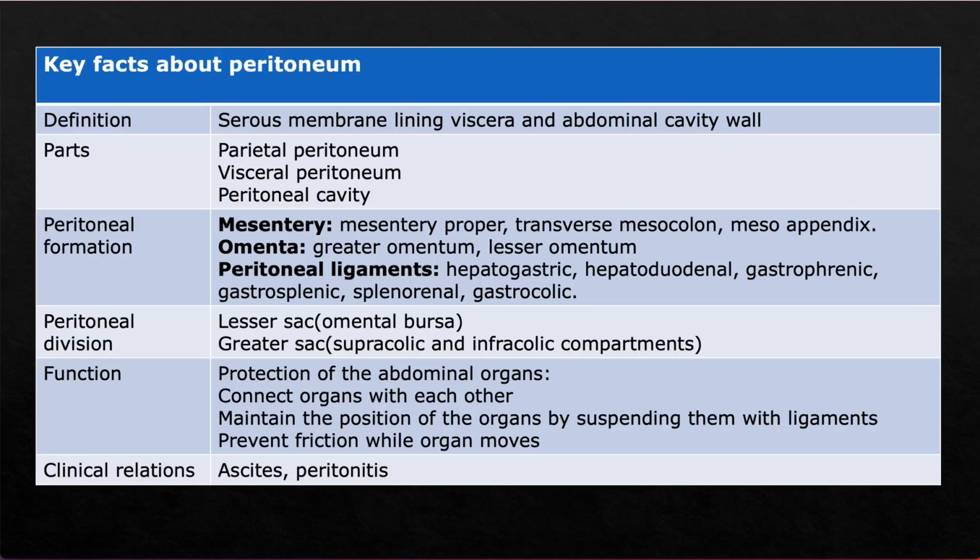infracolic compartment. The functions: primarily protection of the abdominal organs, connecting organs with each other, maintaining the position of the organs by suspending them with the ligaments, and preventing friction while organs move. And the clinical relations: the associated issues with the peritoneum, ascites, we talked about that, and peritonitis, an inflammatory condition, we talked about that. Now, we all know the gut develops as a tube, and this tube has parts: foregut, midgut and hindgut.